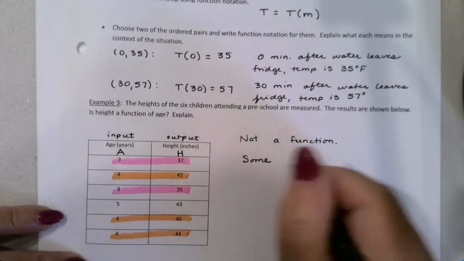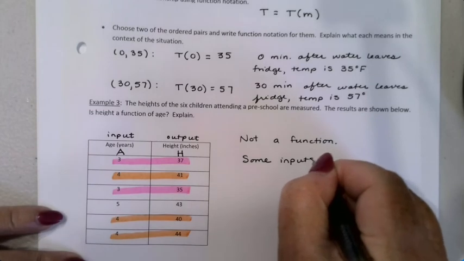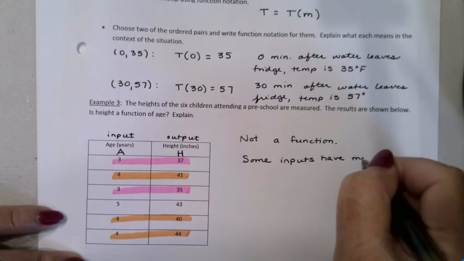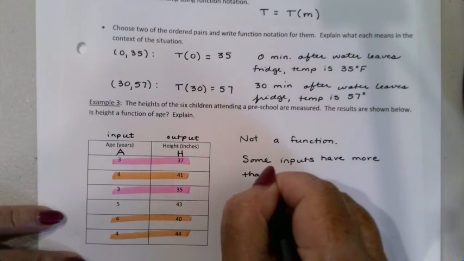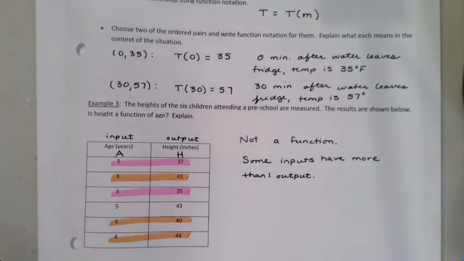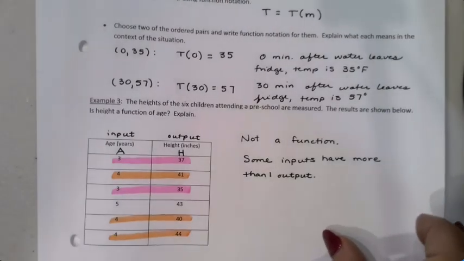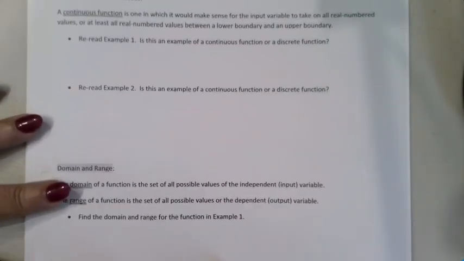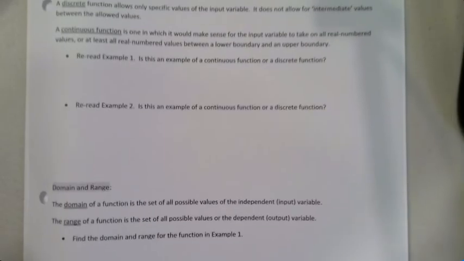And again, explaining why. Some inputs have more than one output, as we've already illustrated with the color coding in the table there. All right. So far we've seen 2 examples that were functions, right? Example 1 with the oranges and example 2 with the temperature of the water. I'm going to talk a little bit more about those 2 examples to wrap up our first section here.